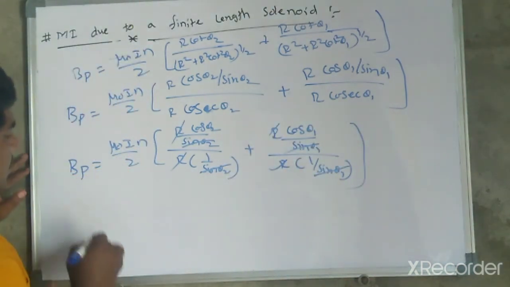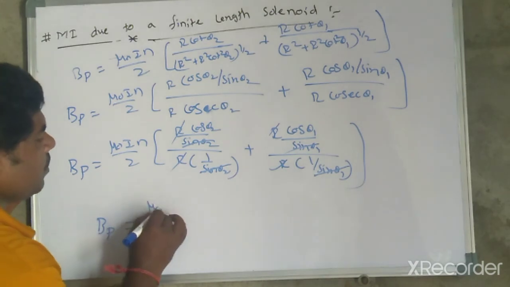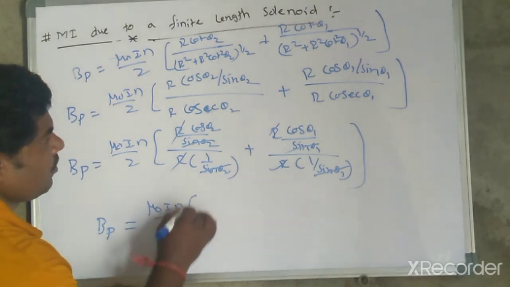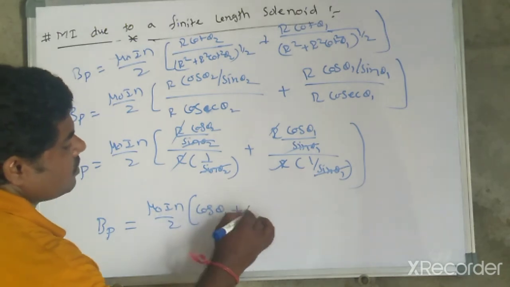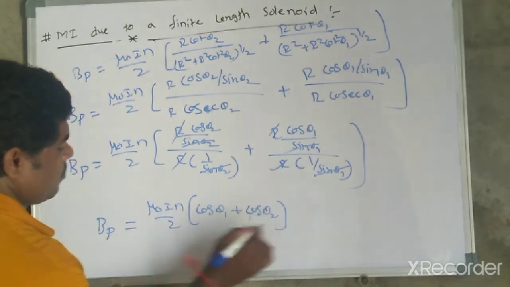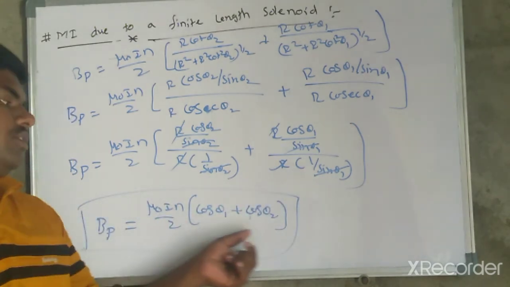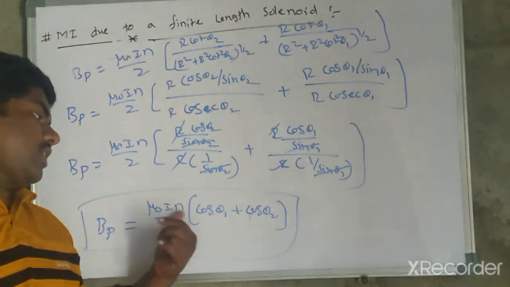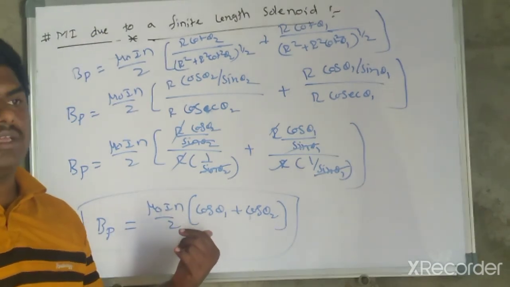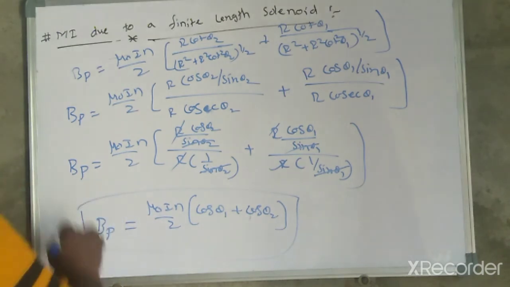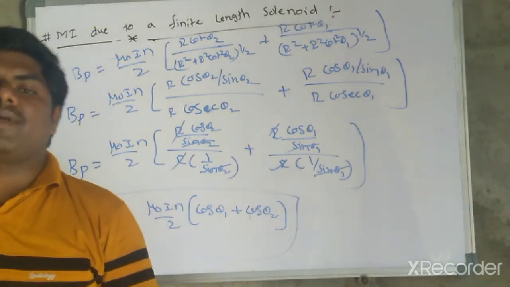So the final expression, the magnetic field at point P, is mu naught I n divided by 2 into (cos theta 1 plus cos theta 2). Now this is the final expression. If theta 1 is 0 and theta 2 is also 0, it is nothing but mu naught I n only. Look, mu naught I n only. So this is the most important formula. Based on this they will ask numerical problems.